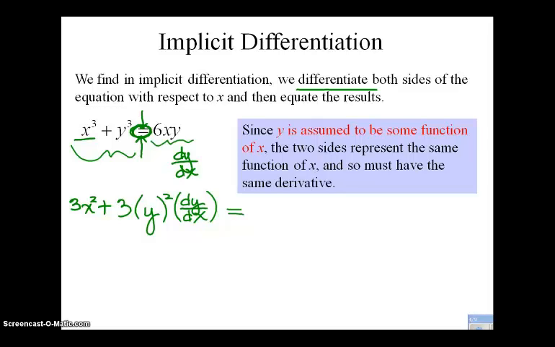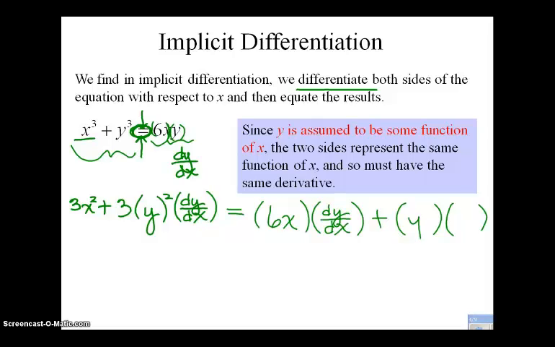Well, that side is a product. So now I need the product rule, which is 1 d2 plus 2 d1, right? So let's say that 1 is 6x and that 2 is y. So 1 d2, well, what's the derivative of y with respect to x? dy dx. Plus 2 d1.